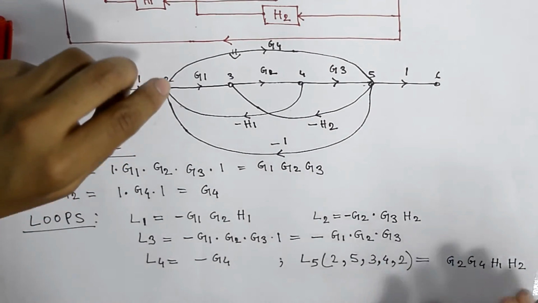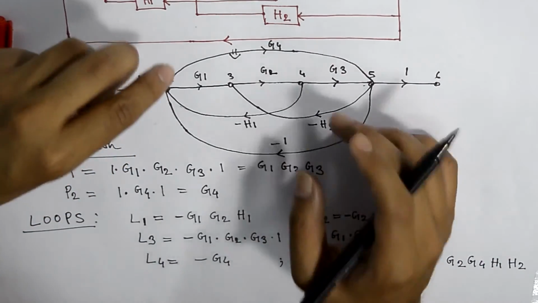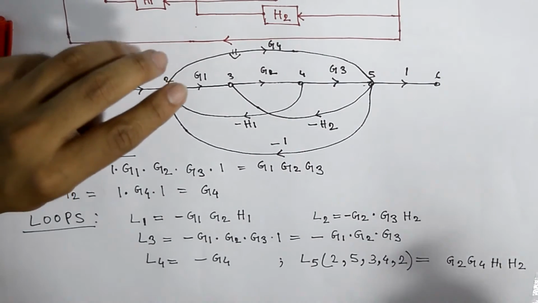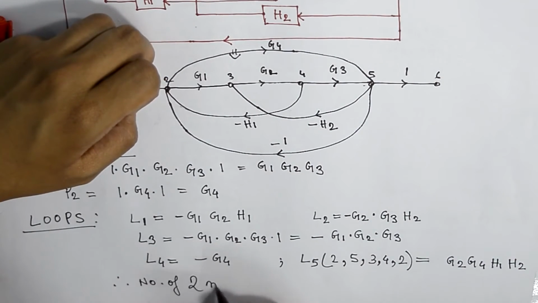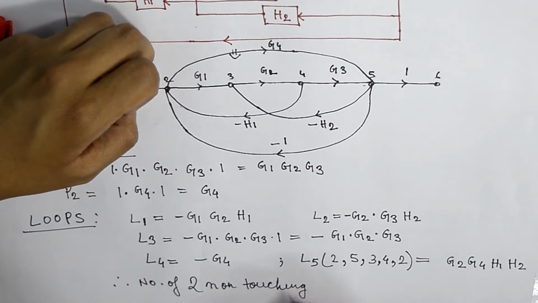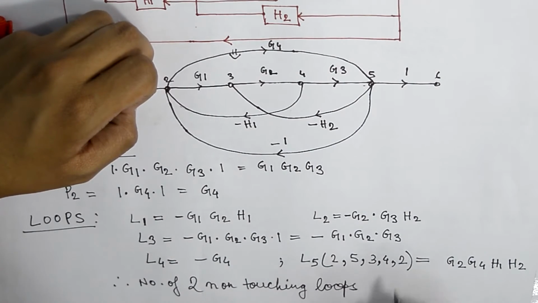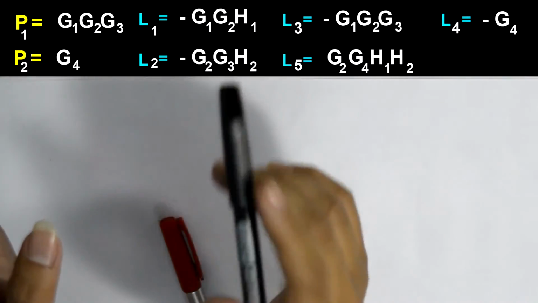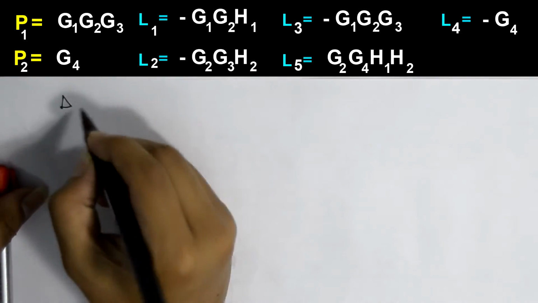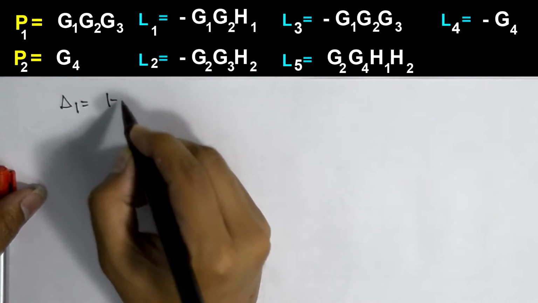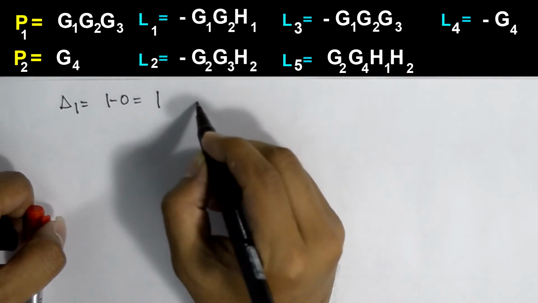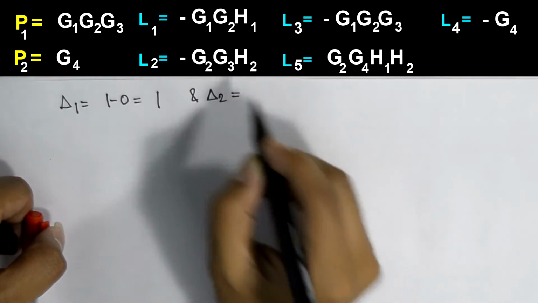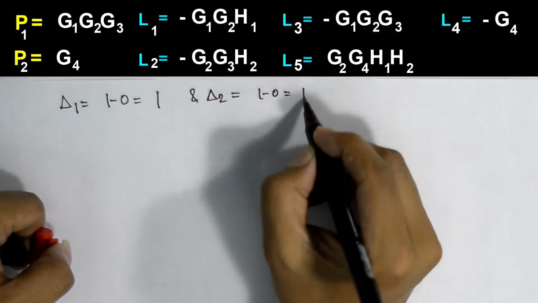As you can see, all these loops are touching the forward path. So there are no two non-touching loops. The number of two non-touching loops is 0. As I told, all the loops are touching the forward path, so we will consider delta 1 as 1 minus 0, which equals 1, and delta 2 is 1 minus 0, that is 1.